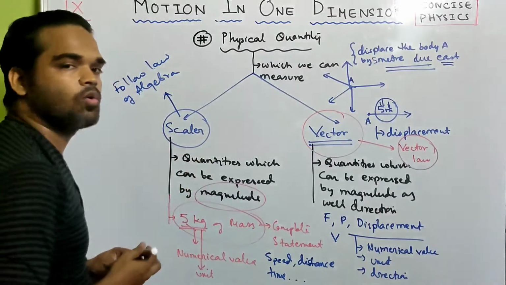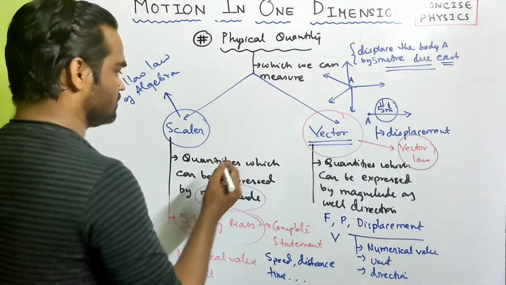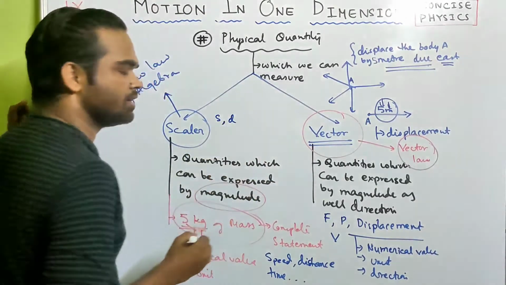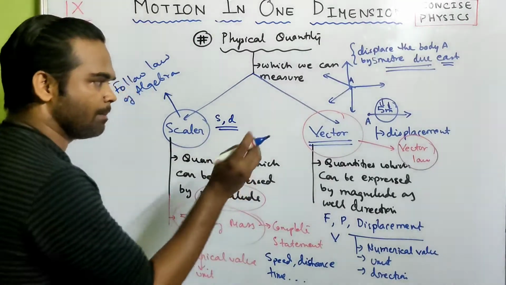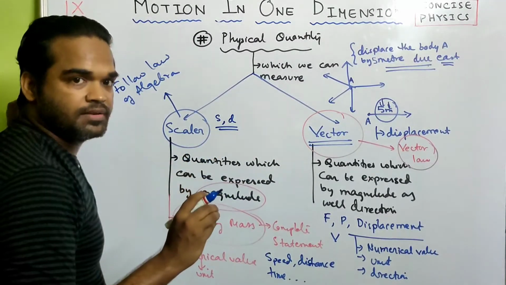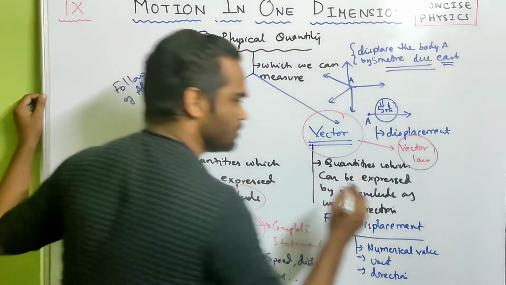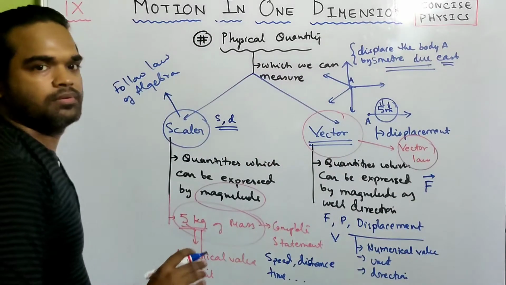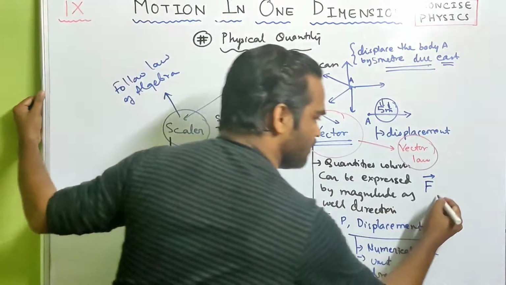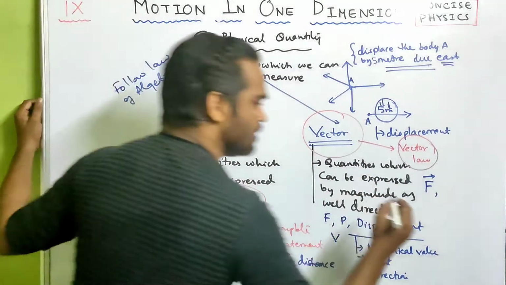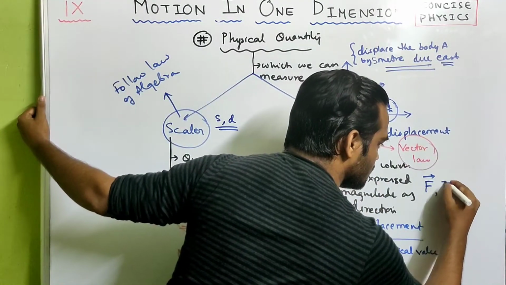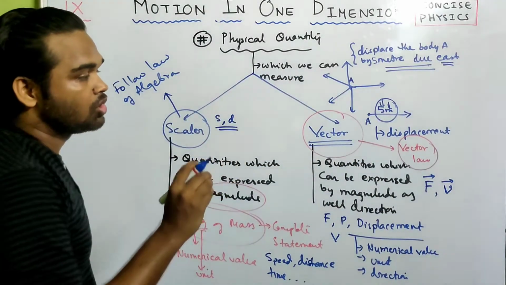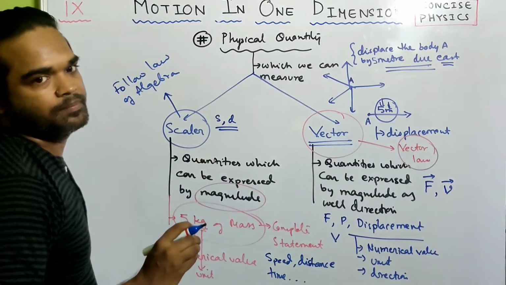Now when we talk about scalar quantity, if you want to represent speed, we write it as S. Displacement, suppose you write it as D. This is the representation. But when you write a vector quantity, suppose you write force, it's like F and a small arrow on the top. This is the representation for vector quantity. Velocity, this is the representation for velocity. An arrow at the top represents a vector quantity.